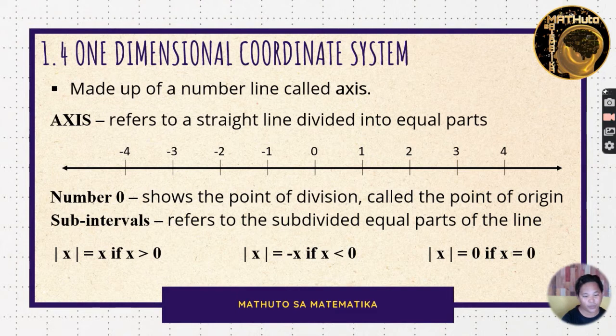So, the absolute value of x is equal to x if x is greater than 0. Or we have also negative x if x is less than 0. And absolute value of x is 0 if x is 0 naman po. So, yun po yung ating absolute value.